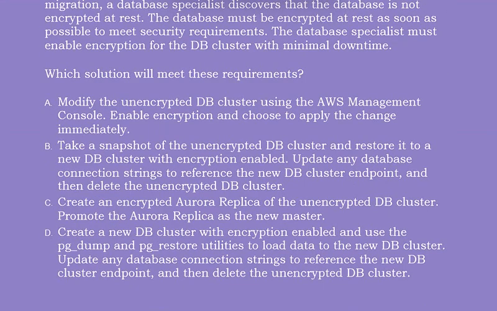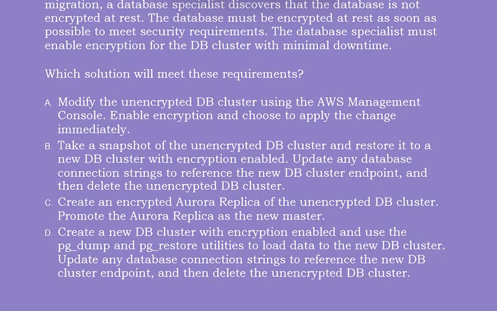Option A. Modify the unencrypted DB cluster using the AWS Management Console. Enable encryption and choose to apply the change immediately. Option B. Take a snapshot of the unencrypted DB cluster and restore it to a new DB cluster with encryption enabled. Update any database connection strings to reference the new DB cluster endpoint and then delete the unencrypted DB cluster.